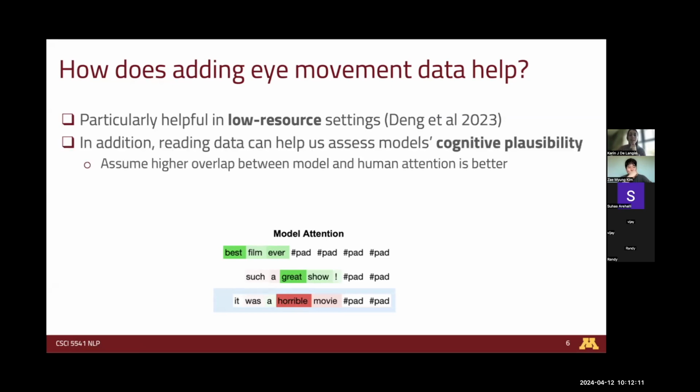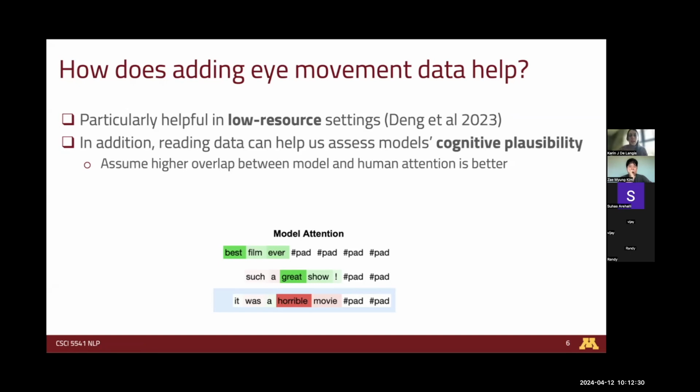All right, and then the final motivation is that another thing that we might be interested in NLP research is a more theoretical question, which is how close is the model processing, so the internals of the model, how close is it to the internals of the human processing system?